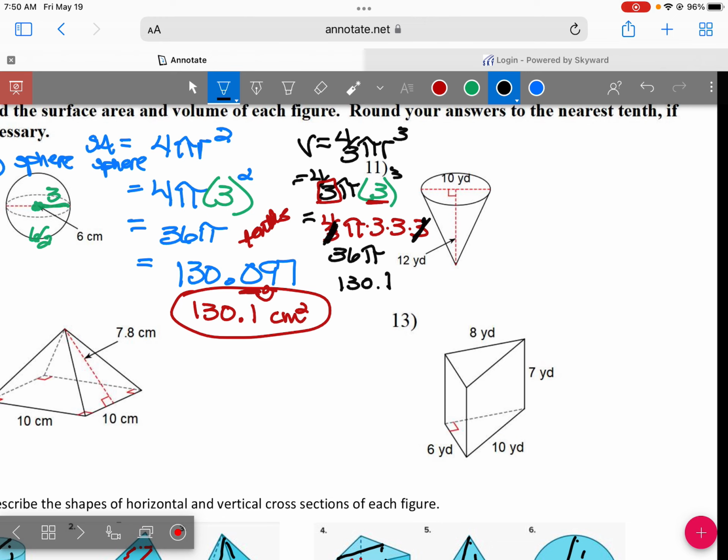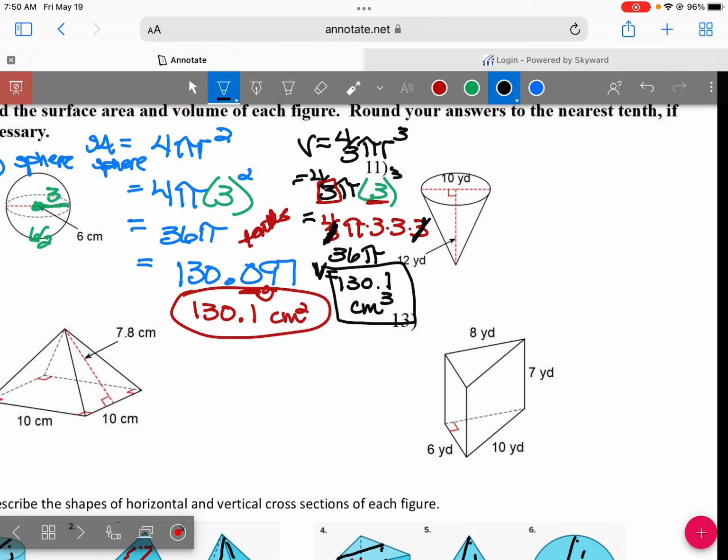Which is going to give you 130.1 centimeters cubed, though, because we are finding volume. So that is for volume. Any questions about that?